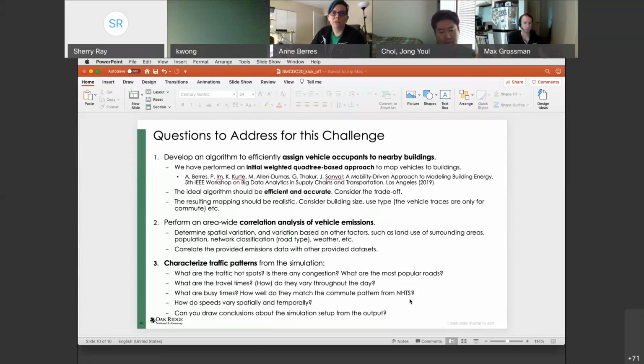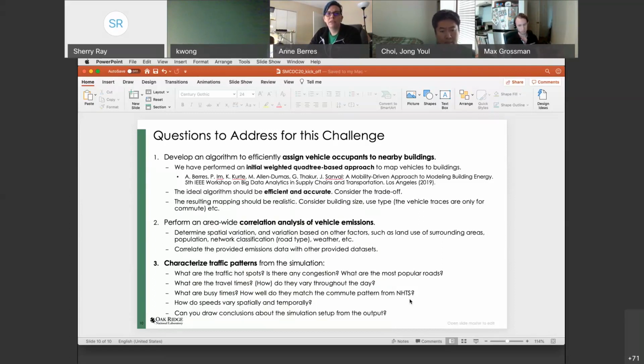All right. So for questions, one of the things we're very interested in is figuring out which people are going to which buildings. We've done an initial approach using a quad tree, and that is published. If you can't find it or if you can't access it, just send me an email. I can share a PDF with you.